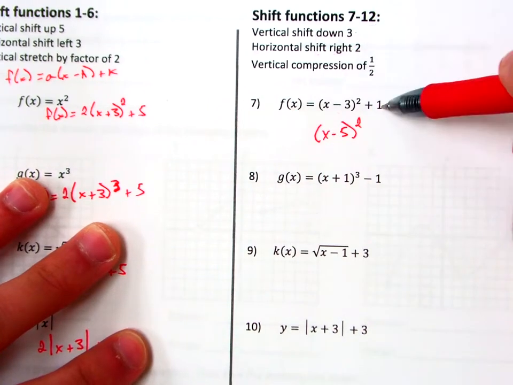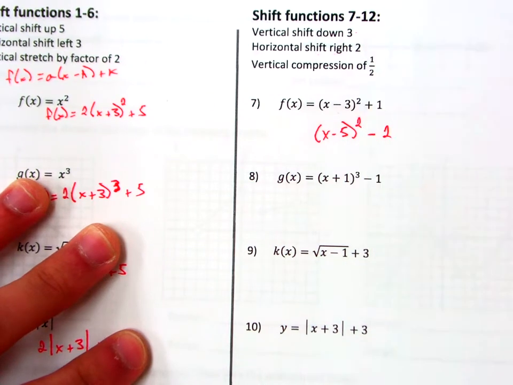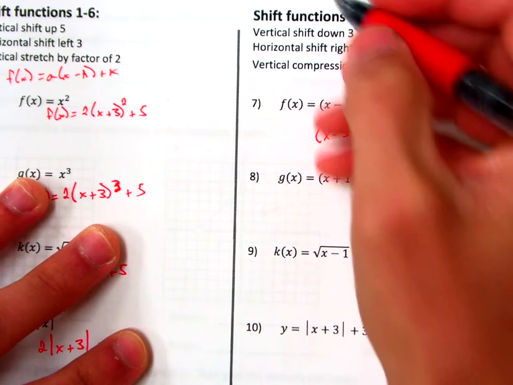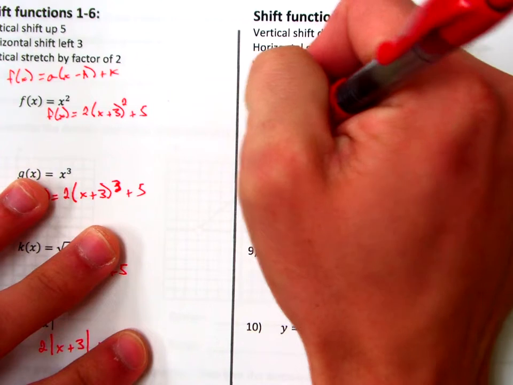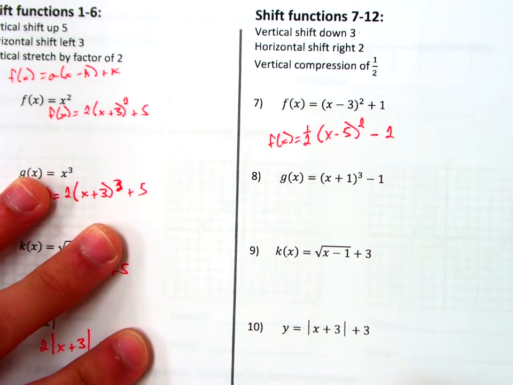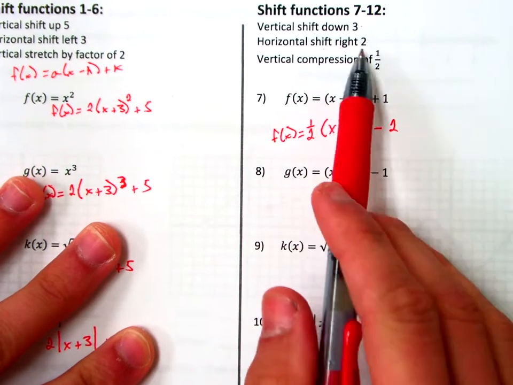I need to go down 3. Well, it's already up 1. So if I went down 3 from there, it would be at minus 2. And compressed by a factor of 1/2. So let's just put a 1/2 in front of there. Simple as that. Okay, next one.